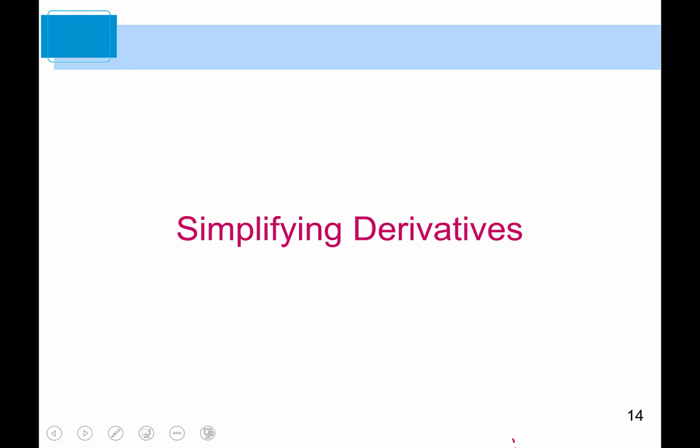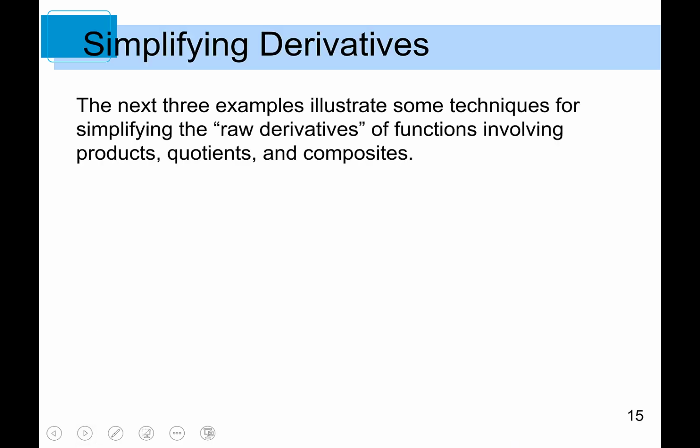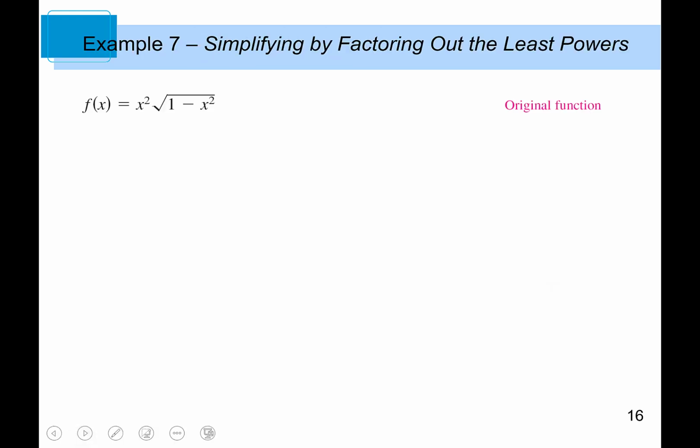All right. So very frequently, when you deal with derivatives of composite functions, you always have to learn how to simplify the derivatives. Whatever result we have is called a raw derivative, involving products, quotients, and composites, and it takes some time to simplify that. So let's take a look at this example.